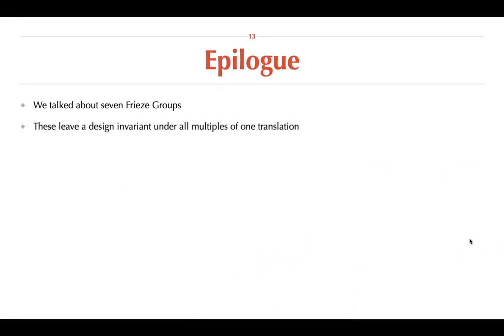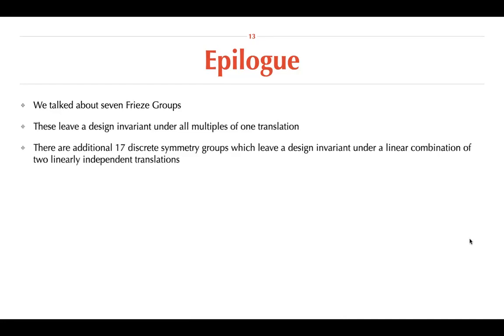Okay, so now the epilogue. So we have talked about 7 Frieze groups. And these correspond to only one axis of translational symmetry. But in addition to this, there are 17 additional discrete symmetry groups, which I will talk about in the next talk. So which leave a design invariant.